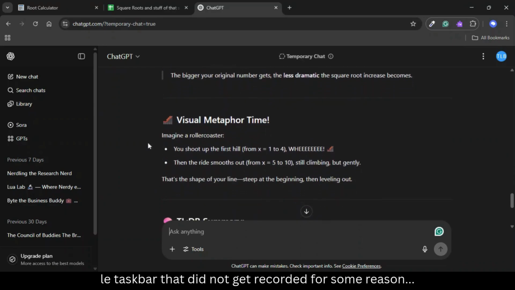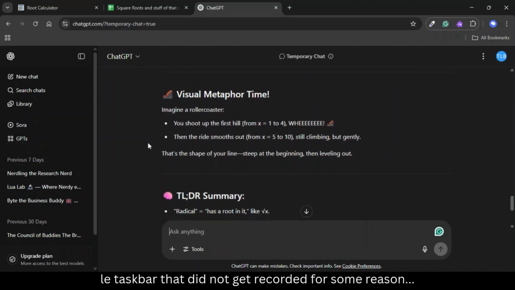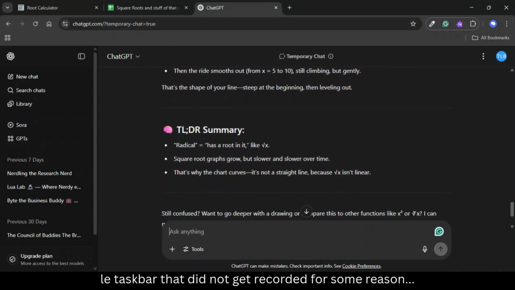Visual metaphor time. Imagine a roller coaster. You shoot up the first hill from x equals 1 to 4. Then the ride smooths out from x equals 5 to 10, still climbing, but gently. That's the shape of your line, steep at the beginning, then leveling out. Radical, okay.